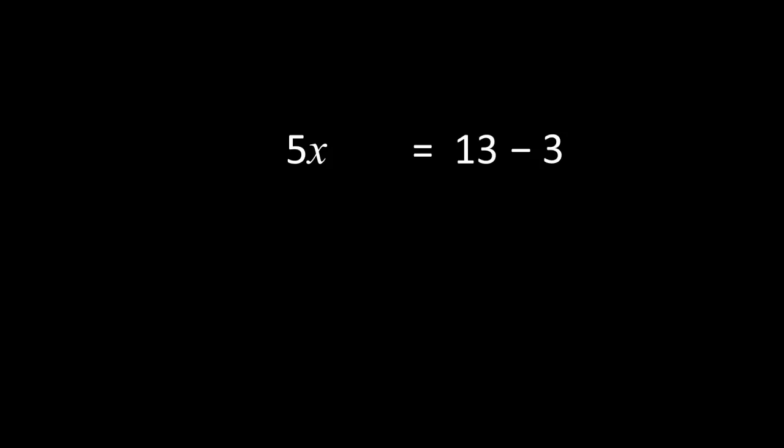So 5x equals 13 minus 3. Let's tidy that 13 minus 3 up, so that is 10. Now, have we got x on its own? No, we've got a 5 there. What's that 5 doing? The 5 is multiplying the x. So if we move that multiply by 5 from the left to the right, it becomes a divide by 5. And now we can tidy up 10 divided by 5, x equals 2.